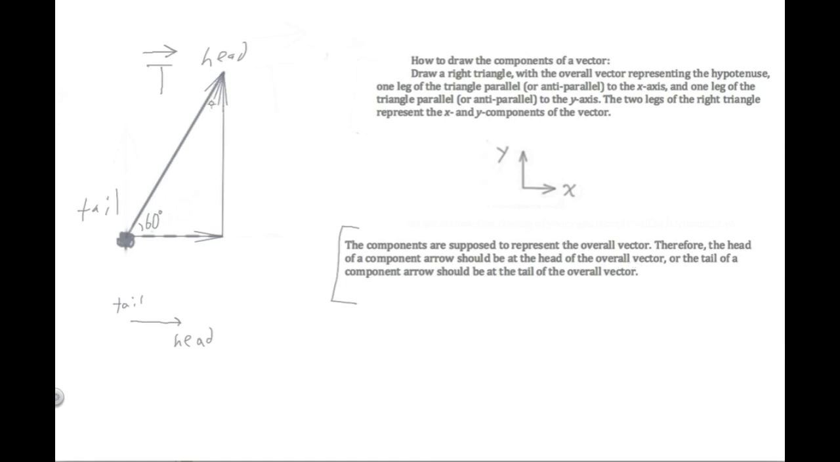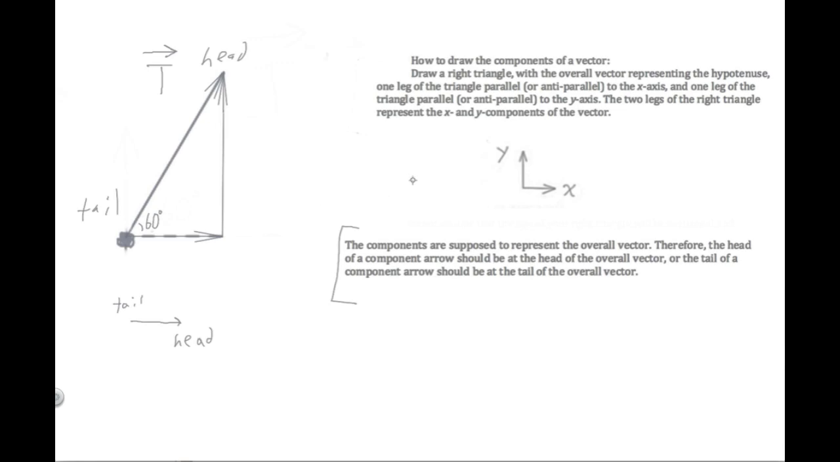Well, I got that here. Where we have the head of the overall vector, that overlaps with the head of the component. And the tail of the component arrow should be at the tail of the overall vector. And we have that here. Since this is the tail of the overall vector, I made that into the tail of this component, and therefore this is the head of that component. So the more formal way to determine the directions of the components is that the head of the component should overlap with the head of the overall vector, and the tail of the component should overlap with the tail of the overall vector.